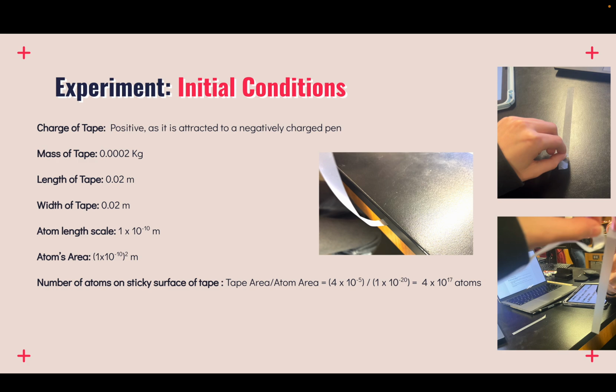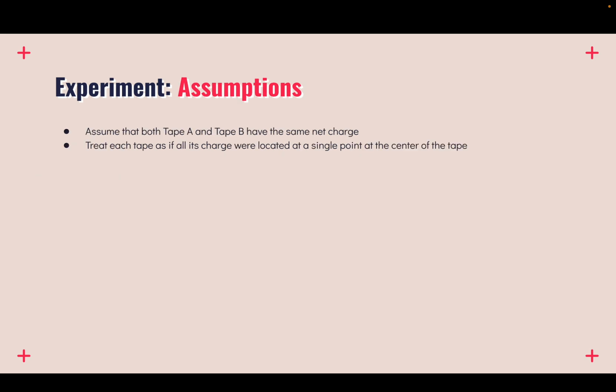We found the mass of the tape to be 0.0002 kilograms, the length of the tape to be 0.02 meters, as well as the width, and the atom length scale was given to us, which was 1 times 10 to the negative 10 meters, and therefore the atom's area is just that squared, and the number of atoms on the sticky surface of the tape is equal to the tape area divided by the atom area, which gives us 4 times 10 to the 17 atoms.